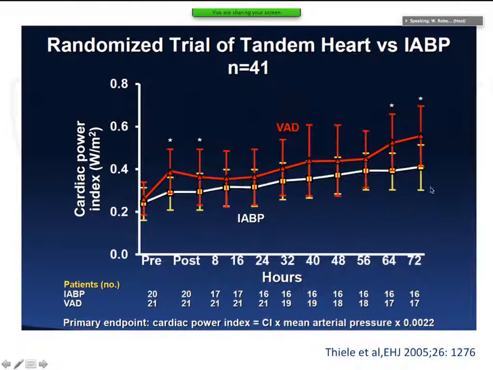And in terms of improvement, the cardiac power output, the cardiac power index actually improved with the use of TandemHeart versus the balloon pump.